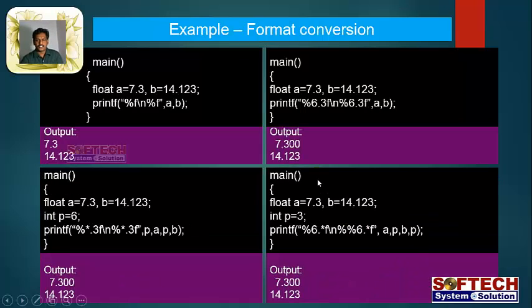So, format conversion for float variables. We can convert the format of float values also. Float a equal to 7.3, b equal to 14.123. These are float values. Print a %f backslash n %f b. The output is 7.3, and on the next line 14.123. This is the output of the program.